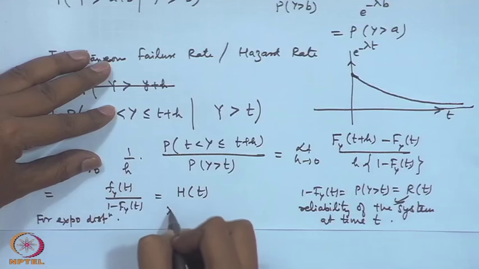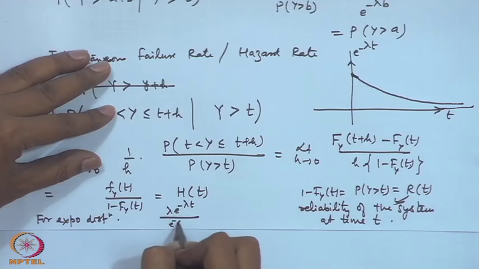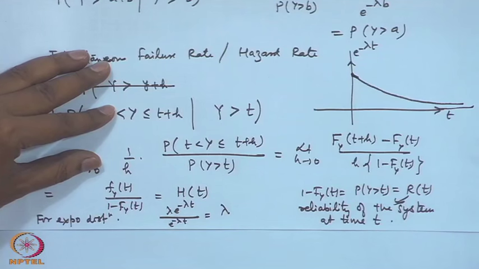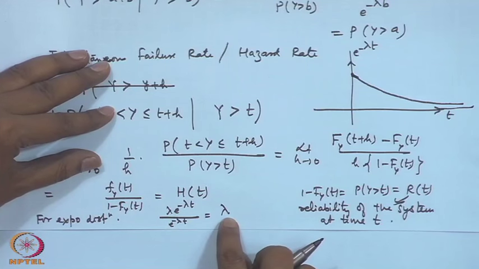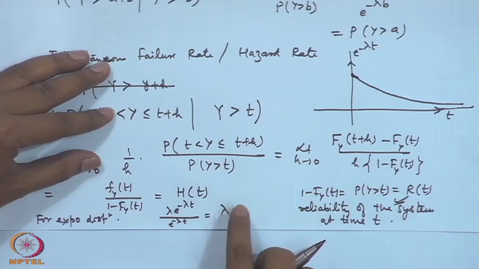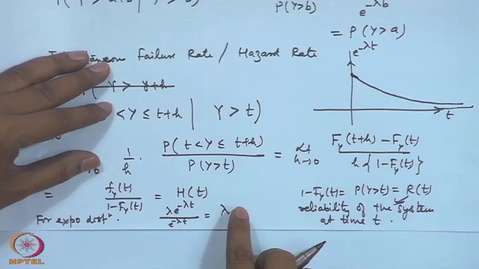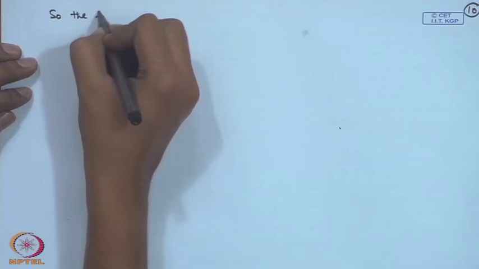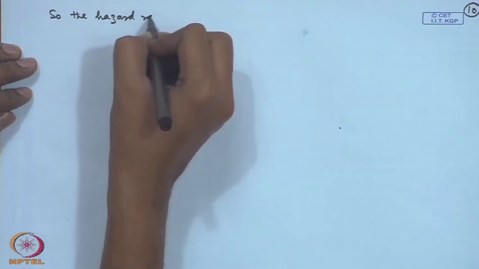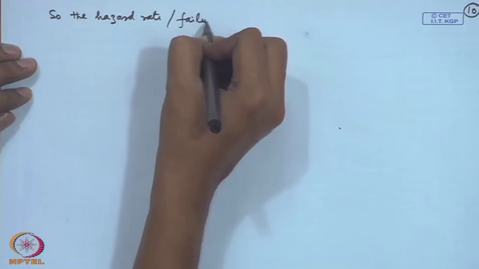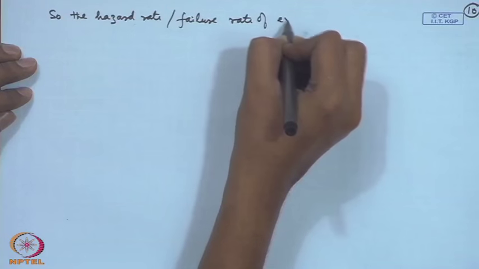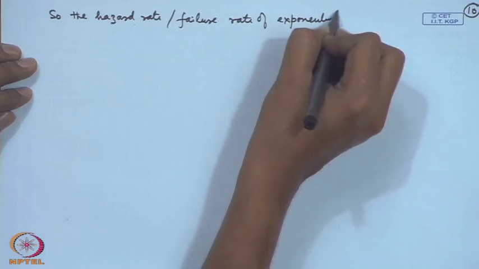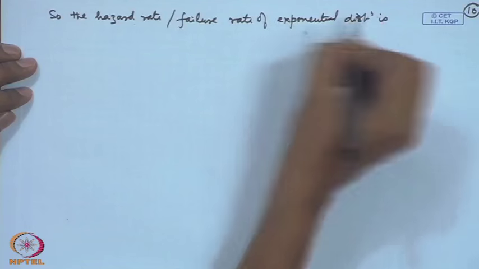the numerator is lambda e to the power minus lambda t and the denominator is e to the power minus lambda t, that is equal to lambda. Now, this is very interesting, this is free from the time. That means, the hazard rate or the failure rate of the exponential distribution is constant. This is a very interesting phenomenon and it actually follows from the memoryless property of this distribution. Hazard rate or failure rate of the exponential distribution is constant.